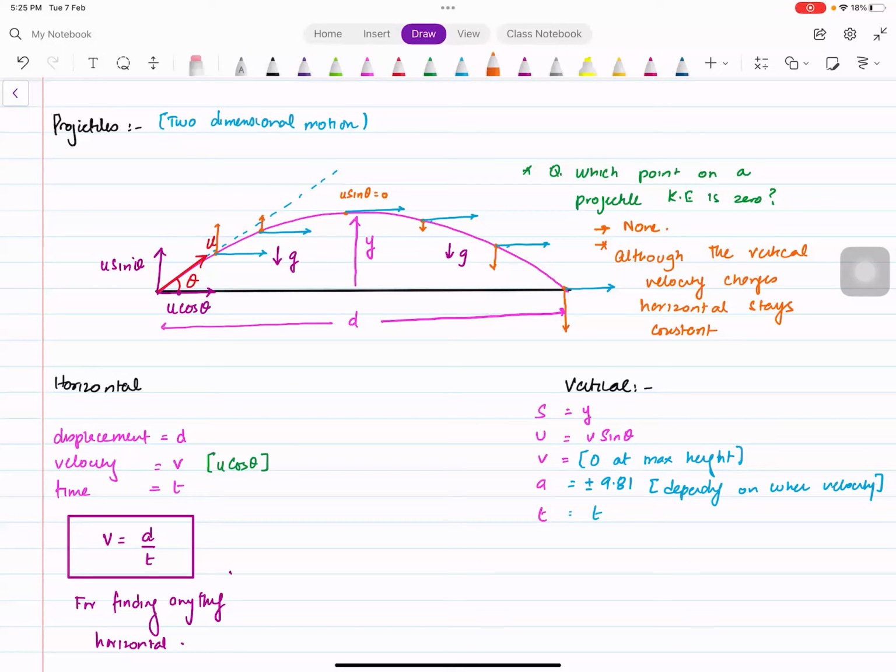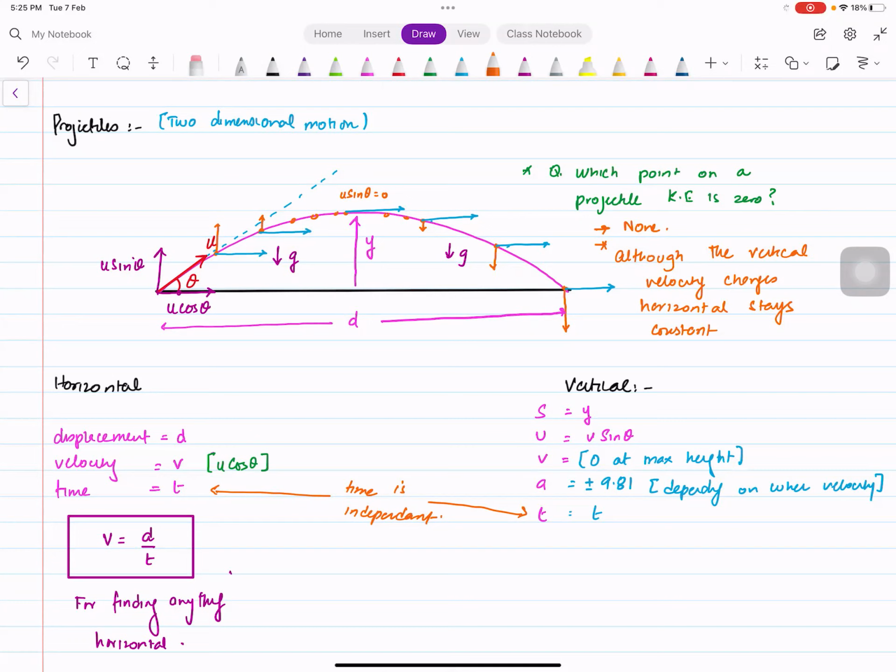Now, the only connection that I was talking about between vertical and horizontal is time, because time is independent. This means that when it is going to go up or down, it is also going to go forward. So at each point, wherever it is, the time for the horizontal and vertical would be the same. So you guys can always rely on that.